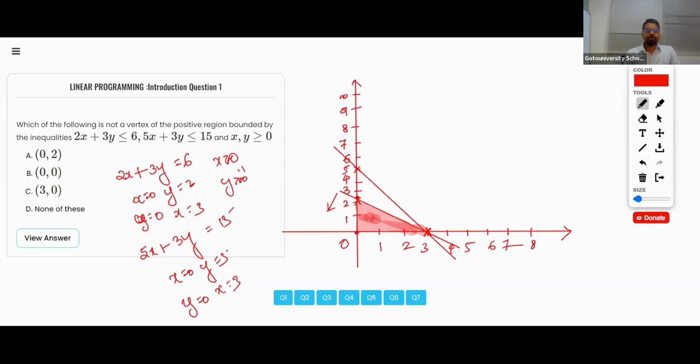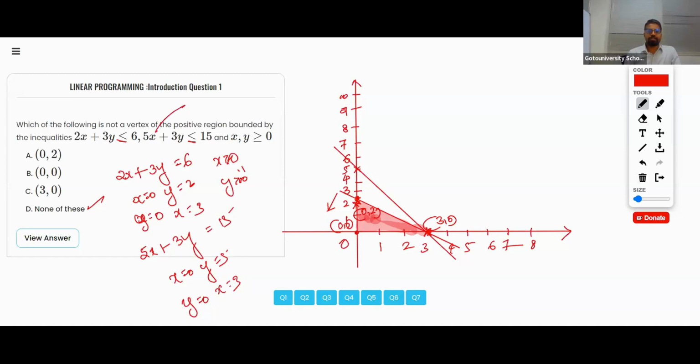Now, where is 0 comma 2? 0 comma 0 is here, it's a part of the solution. 0 comma 2 is here, it's a part of the region, right? And 3 comma 0 is here. That's also part of the region, because it has equal to, so these are all part of the region. That means the answer is none of these is correct. Let's go to the next question.